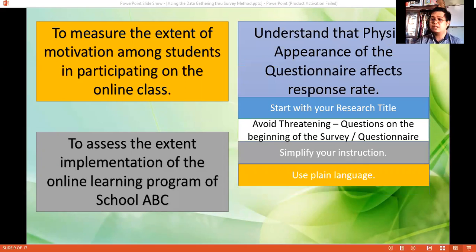Now, understand that physical appearance of the questionnaire affects response rate. Totoo yan. Okay? Ang questionnaire mo, yung itsura ng questionnaire, nakaka-apekto. Halimbawa, sa paper and pencil questionnaire. Kapag yung questionnaire mo ay 5 pages, tapos singular column lang siya, as in the whole paper is filled with text and columns, nakakabagot sagutan. Nakakatamad, lalo't-lalo na kung 5 pages ito, puro open-ended response pa. O yung survey na tinatawag na parang essay type.